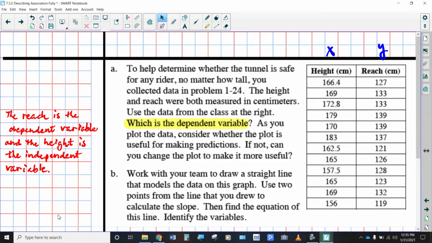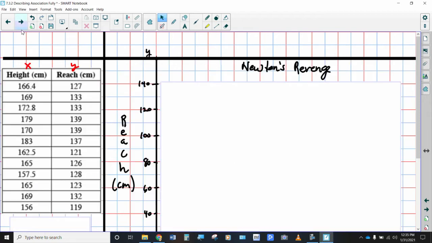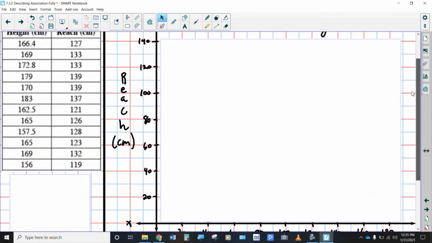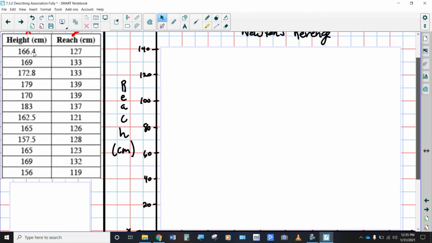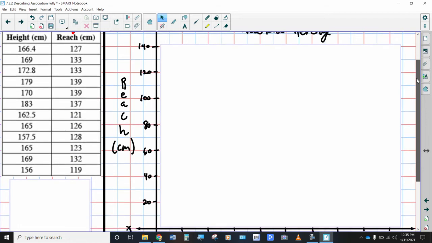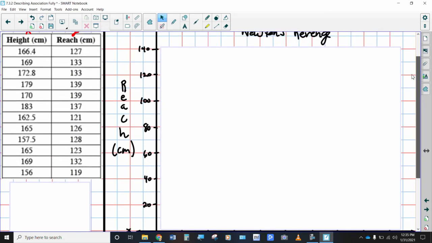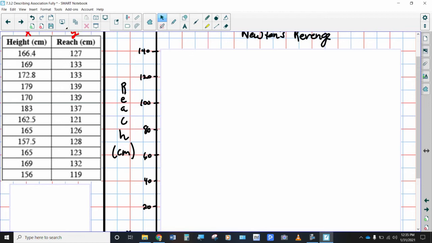Okay, so your task is this. We are going to take this table with the height being your independent variable and your reach being your dependent variable, and we are going to create a scatter plot. So remember our parameters: we want our scatter plot to go out to a maximum height. In here, it looks like it's 172.8. And for our maximum reach, it looks like it goes up to about 139, so I have that going up to 140.